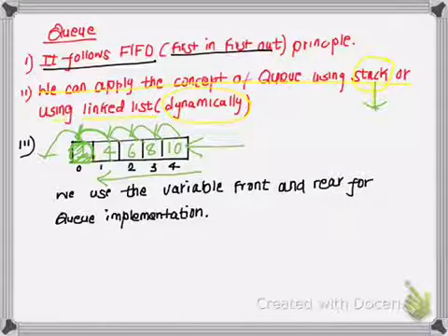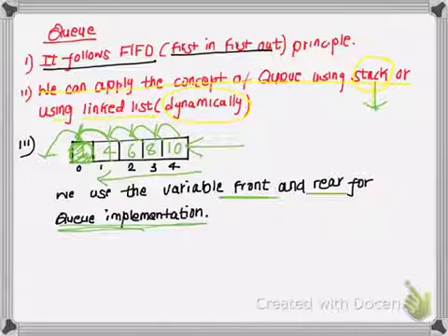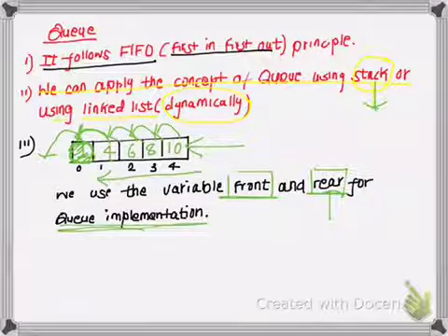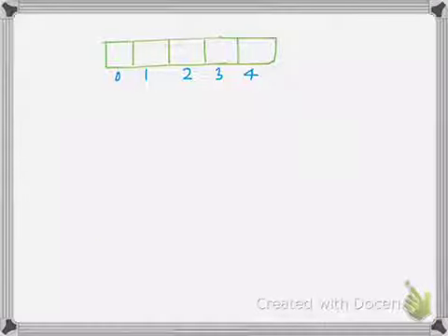And one more thing, during the queue implementation we make use of the variables front and rear to indicate the position where the queue started and where the last item is in the queue. The last item is pointed to by the rear variable, and the starting position is always 0, and it is pointed to by our front variable.